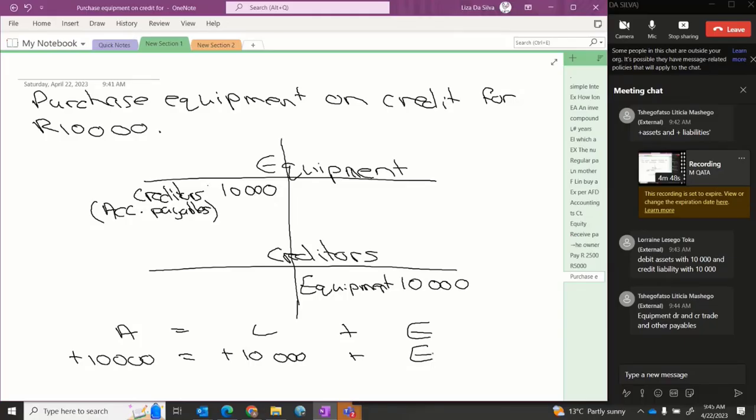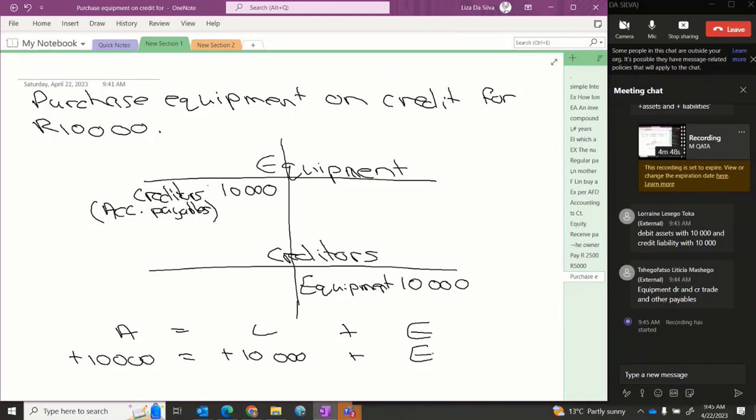In principle, you can do whatever examples they throw your way, because you must just sit and think: is it an asset? Is it a liability? Is it part of the equity, an expense or an income? If you know that, and you know what to debit and credit, then obviously it's very easy.